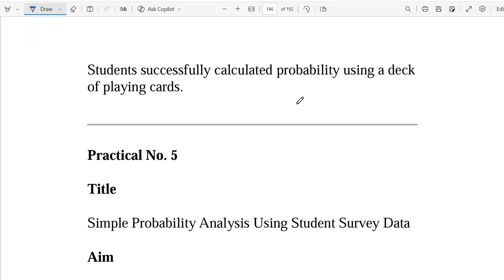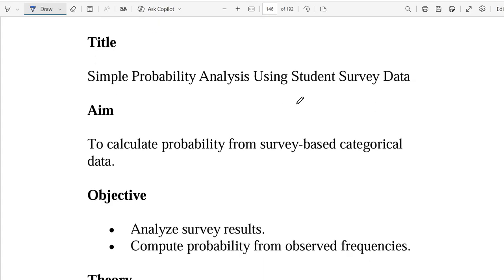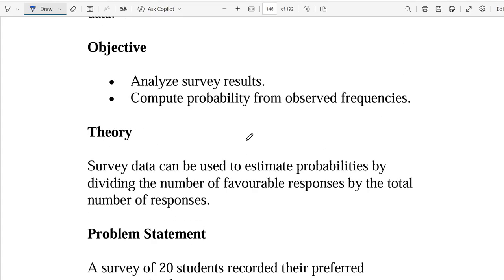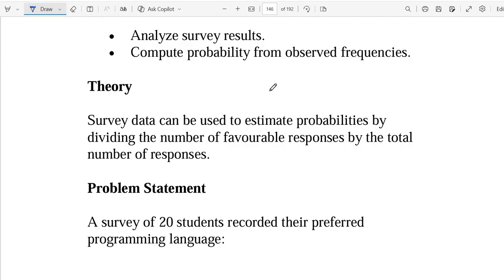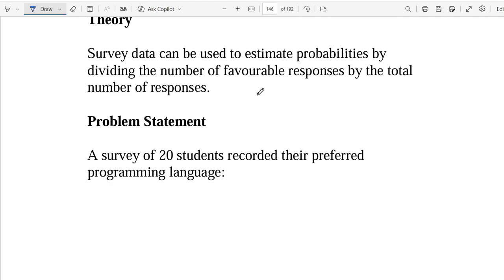Now practical number 5. We have to find the probability using student survey data. Our student survey data is given. We have to find the probability. We have to analyze the survey result and then compute the probability. Right? What is the problem statement?